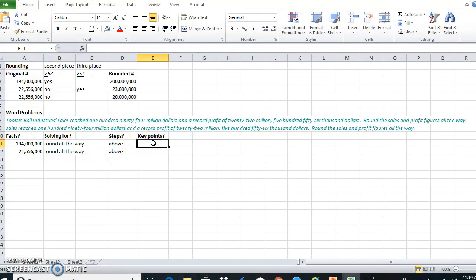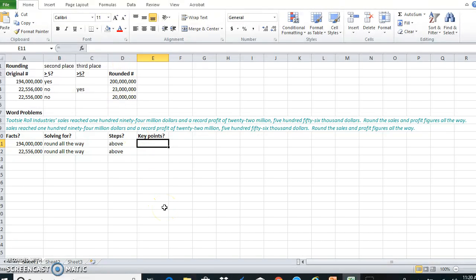So what are the key points? What were we supposed to do? We were supposed to round these two numbers. It said all the way. What it really meant is round it all the way to the leftmost point, and that's okay. Like I said, I would accept either one of these depending on how the directions read, especially if the book tells me one thing and says the other. So I wouldn't punish you for not knowing which way to go.